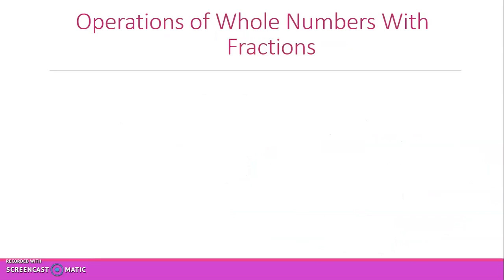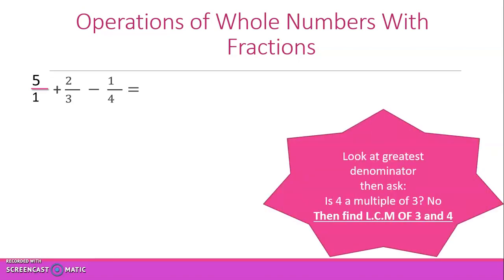Operations of whole numbers with fractions. 5 plus 2 over 3 minus 1 over 4. Here, the 5 in reality is 5 over 1. I look at the greatest denominator, which is 4. Then I ask myself, is 4 a multiple of 3? No. Then I have to find the LCM of the 3 and 4.